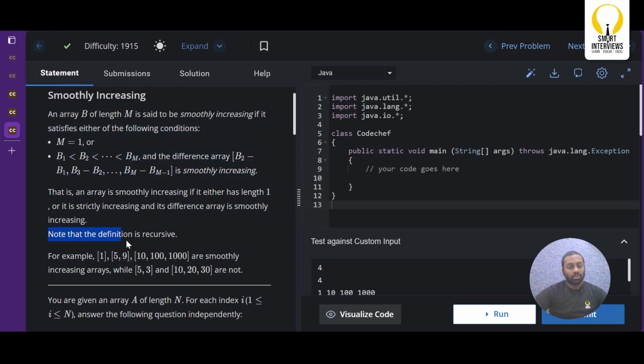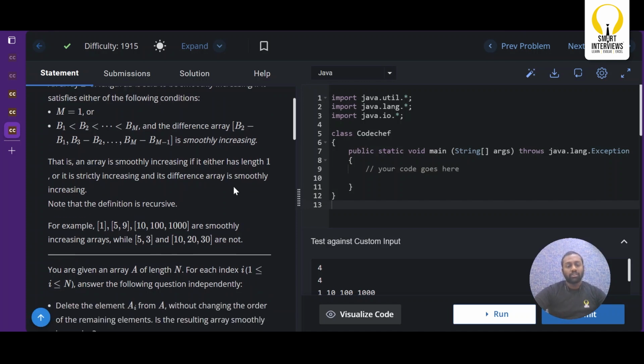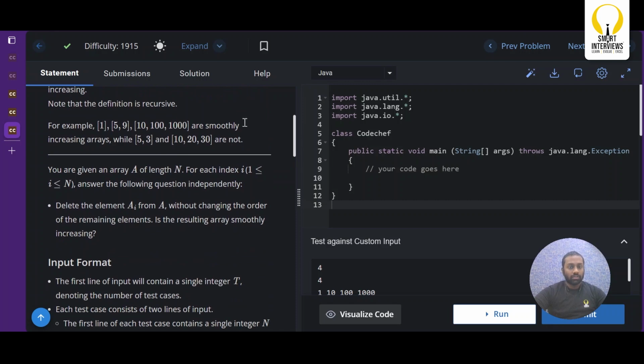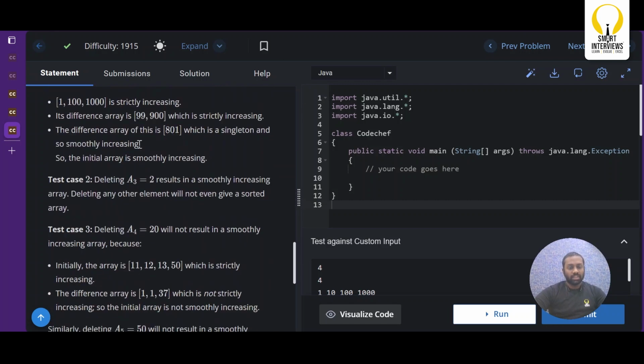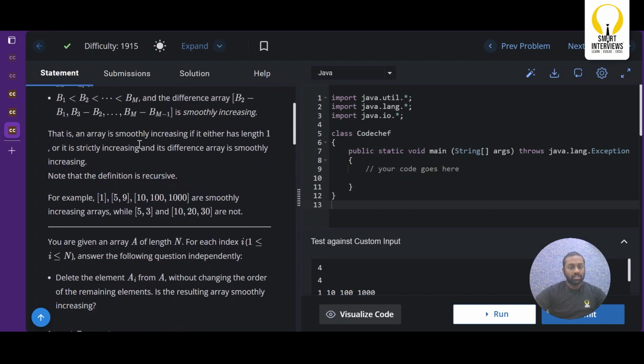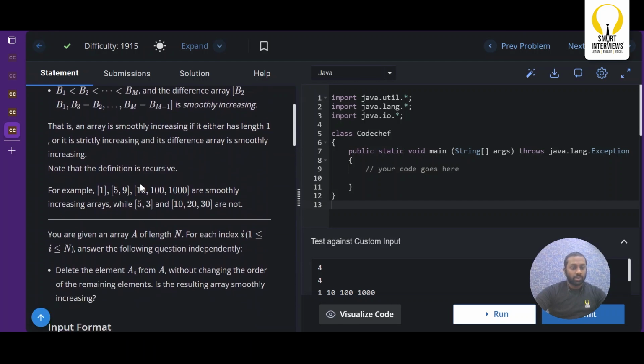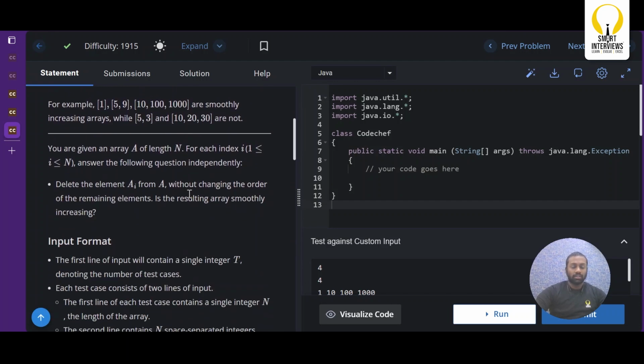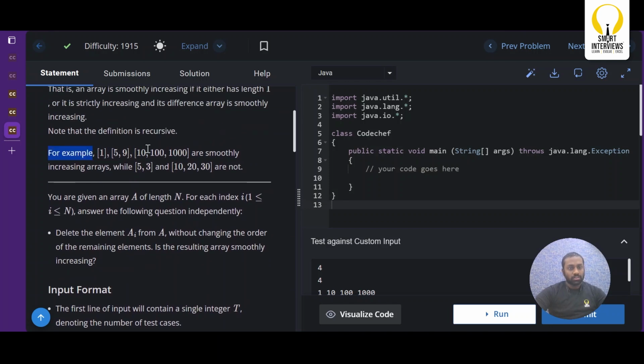He also told a point that note that this definition is recursive. That is, for an array to be smoothly increasing, all of its difference arrays should be smoothly increasing. We'll try to understand this with an example. You can also navigate to the question and check out the explanations here. I will additionally provide an explanation. Apart from that, there is not much that we need to know. So let's just look at this example for better understanding.